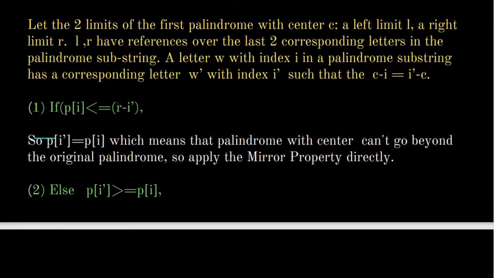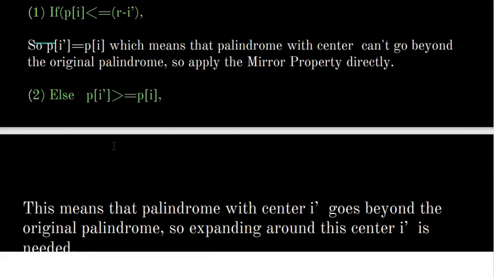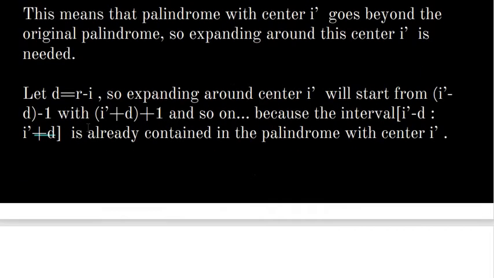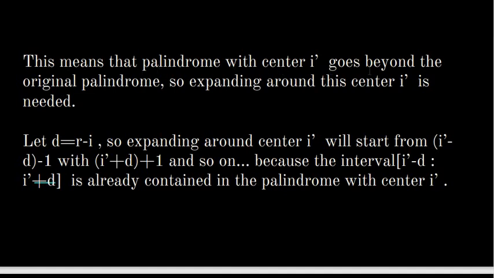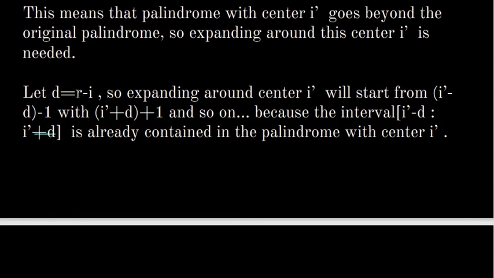So the mirror property is applicable when this is true. If it is not true, then we update our center, so center c equals I dash, and the right limit too. This means that the palindrome with center I dash goes beyond the original palindrome, so expanding around center I dash is needed, basically how much it expands to the right. R minus I is indicated here, and expanding around center I dash will start from this.